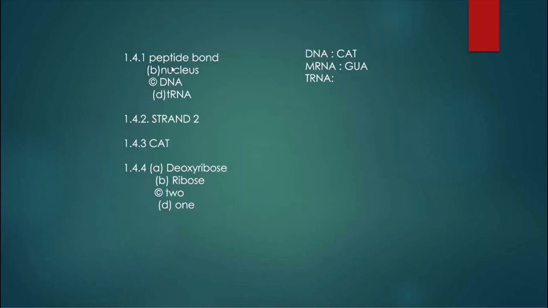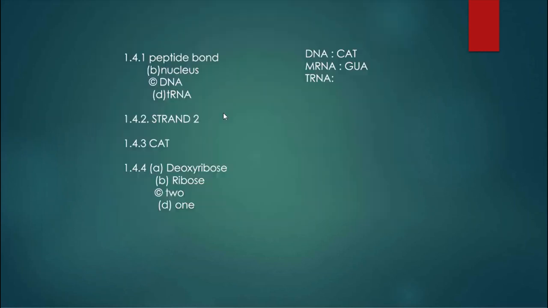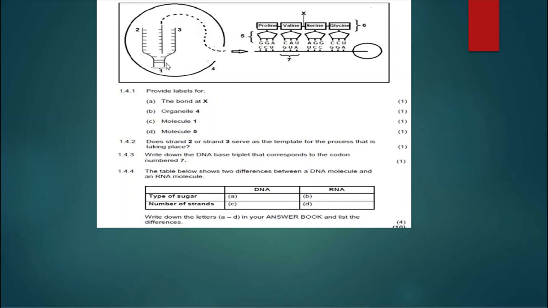B, organelle 4. Where is organelle 4? They're talking about this big circle here. This is the nucleus. Molecule 1, when they're asking you about molecules, they want you to choose from DNA, mRNA, which is the messenger RNA, tRNA, which is the transfer RNA. Now in this case, the answer is DNA, because as you can see here, we have two strands because DNA is double-stranded. So the answer is DNA.